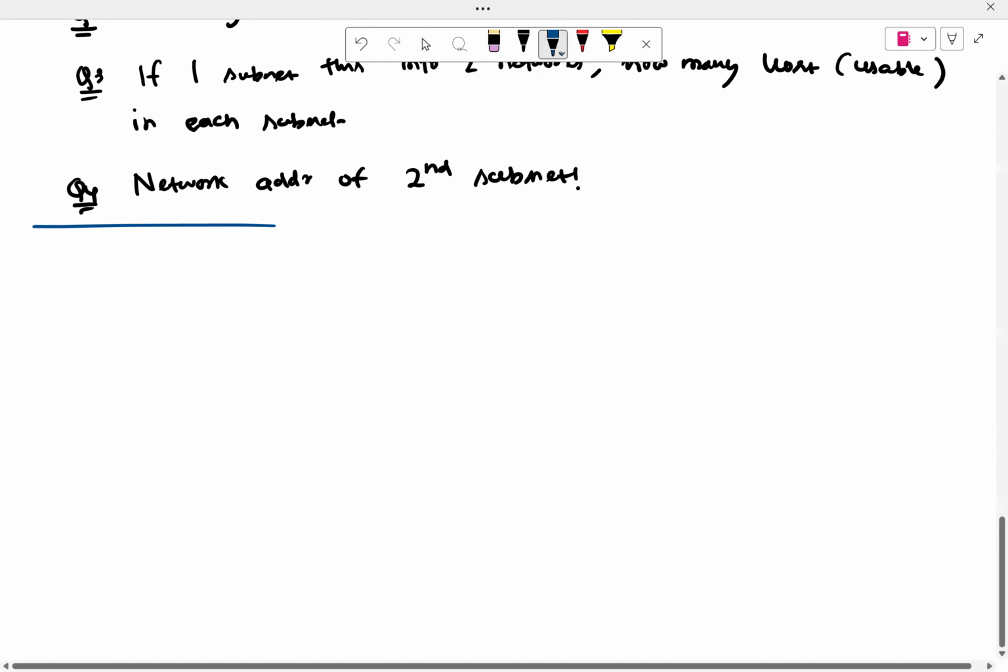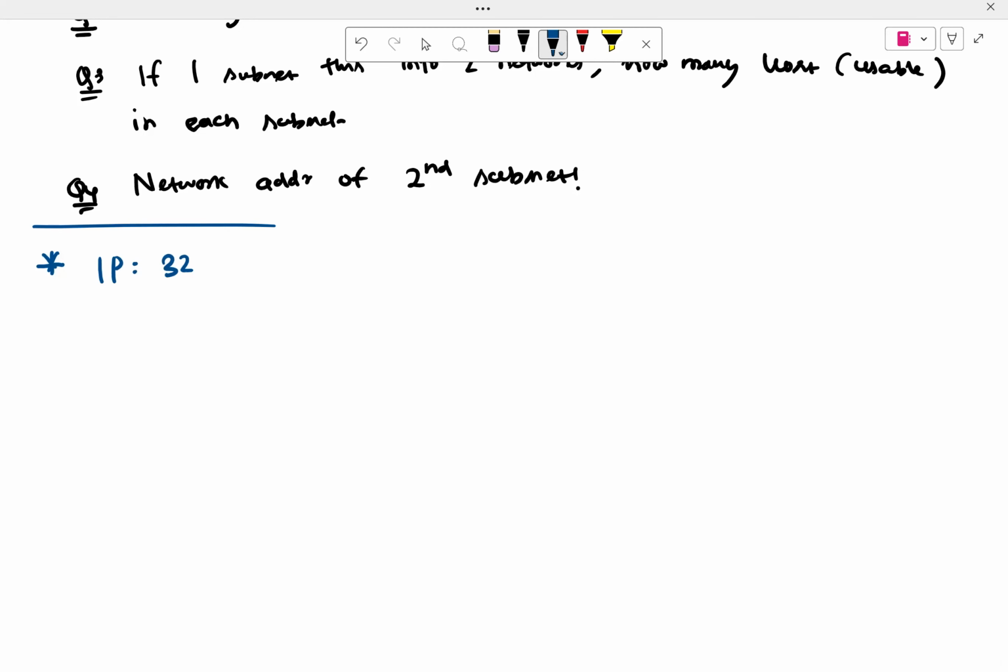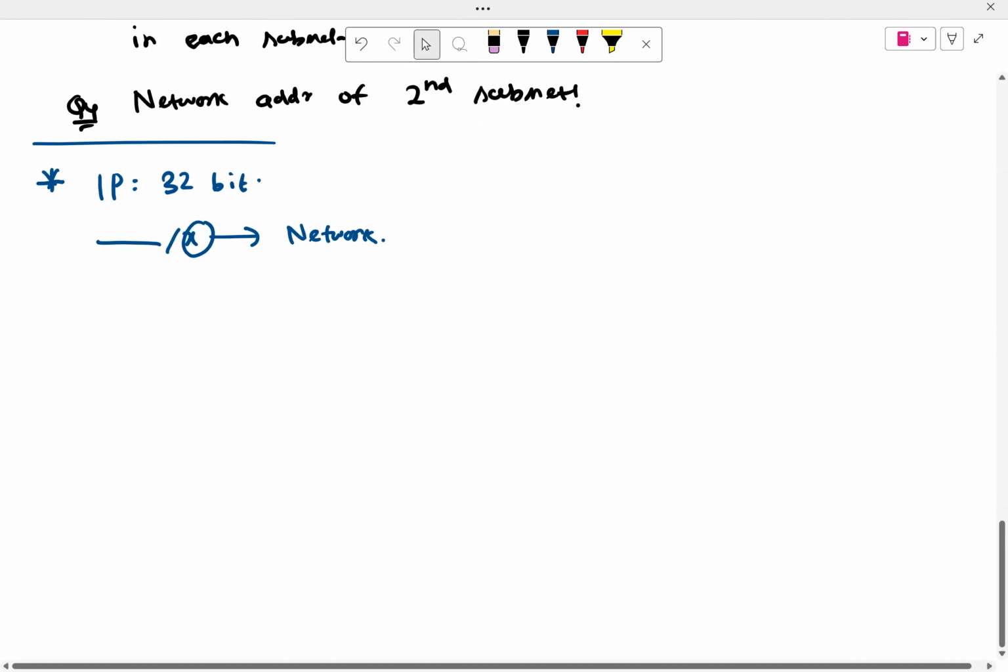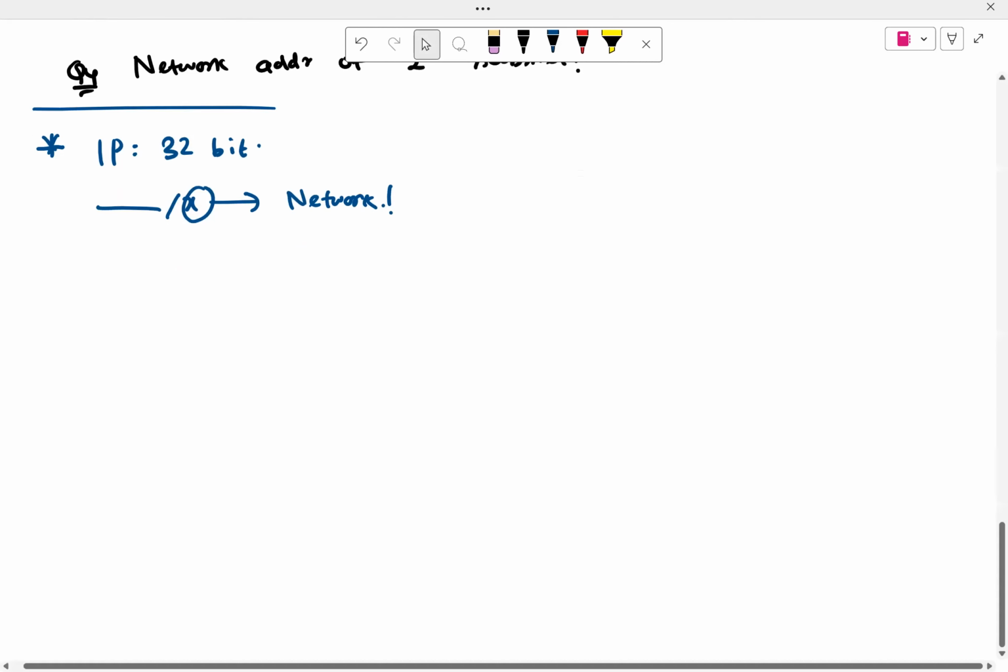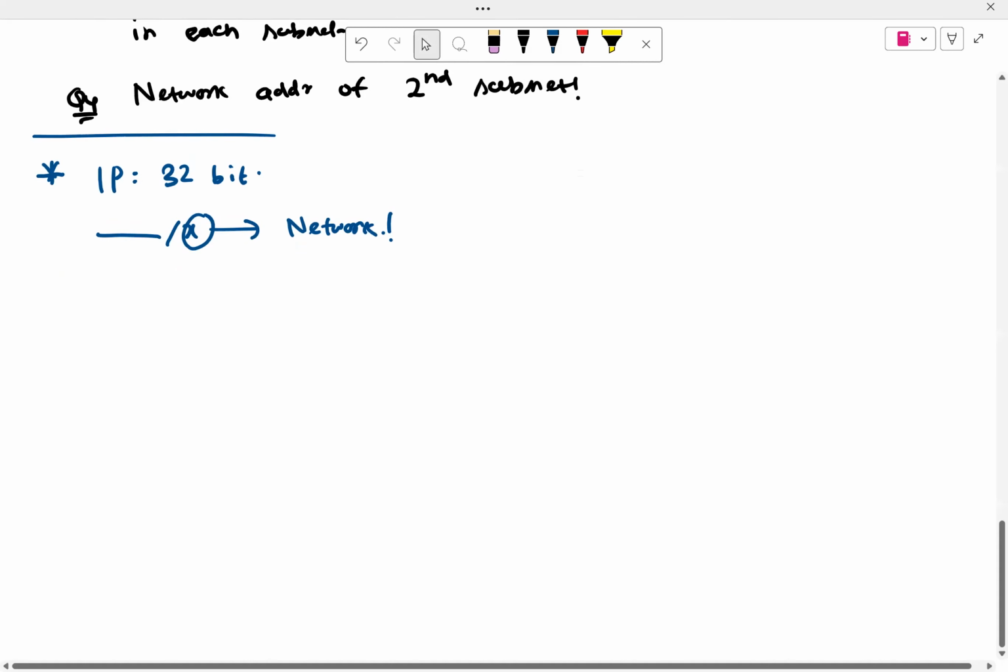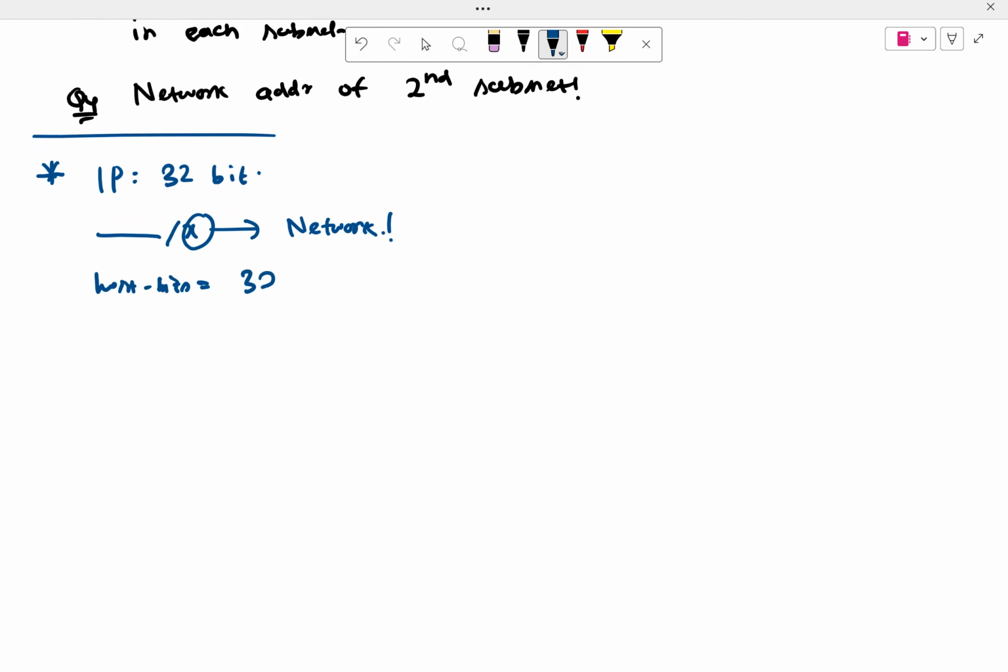When you are given an IP address, the IP address is 32 bit. When I say some IP address slash X, that means this is the network ID. Since this is a network ID, what is the number of bits for host? Host bits would be 32 minus X.